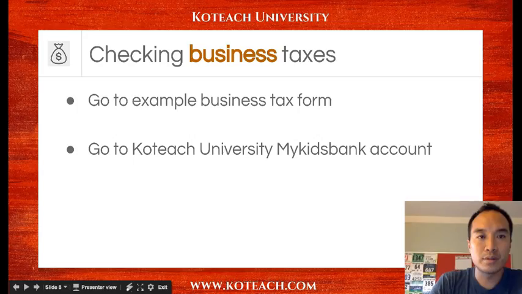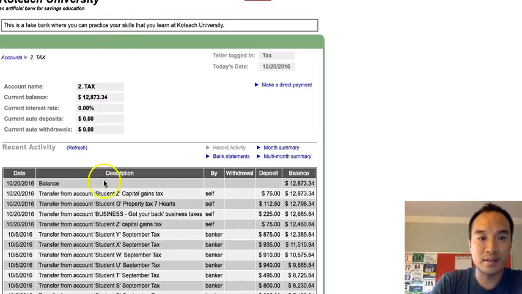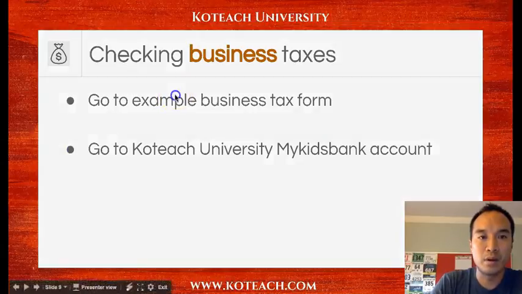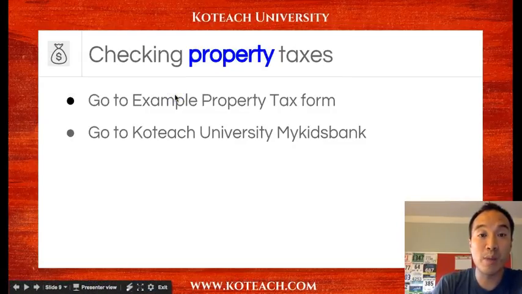All right, so we did an example business tax form, but let's see if they actually paid that tax. So you're going to go here at tax and business, Got Your Back business, $225. So yes, they've paid that tax. All right, the last one is property tax. So we are going to go to an example property tax form.